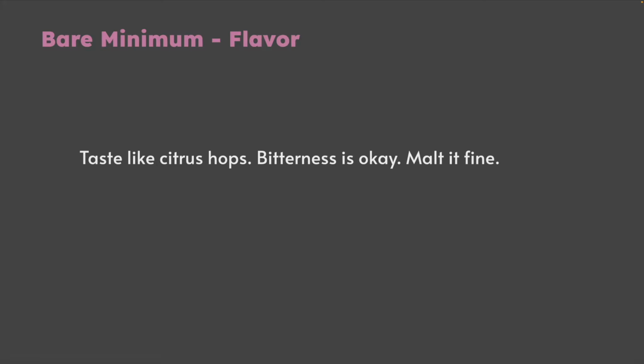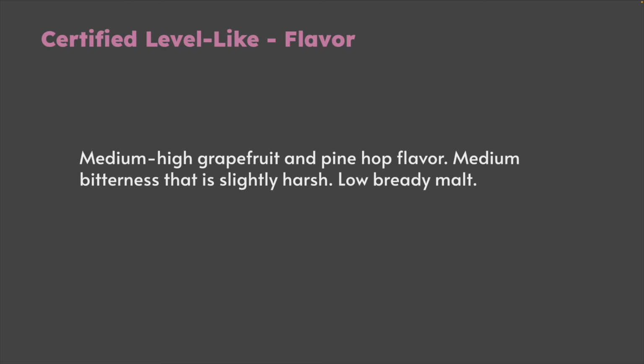So now let's look at a certified level description that vastly improves just by adding that intensity plus character rule, along with a bit more in its description. Medium high grapefruit and pine hop flavor. Medium bitterness that is slightly harsh. Low bready malt. Now we're getting a real idea of what this beer might taste like, and adding some intensity really makes that experience come across far clearer. But of course, we can do better.